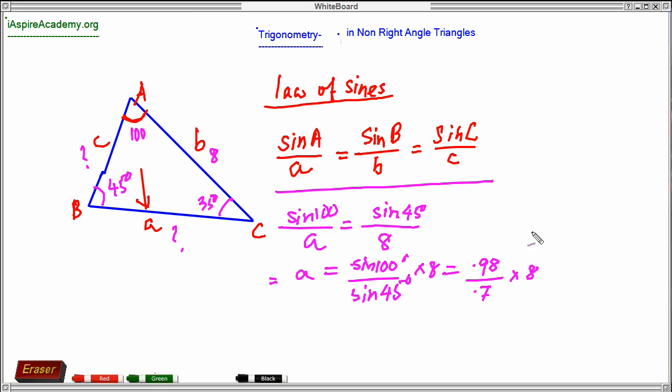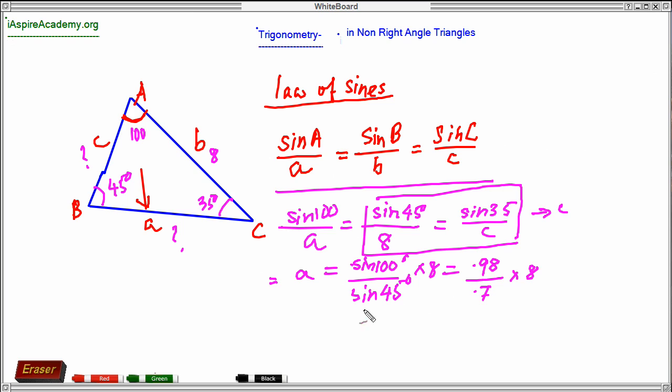And then the same way you can put sine C, which is sine 35, by C. So again, using these two, you can find the value of C, just like the way we found the value of A using this and this. So this is one way you can use this formula to find the length of sides when the angles are given.